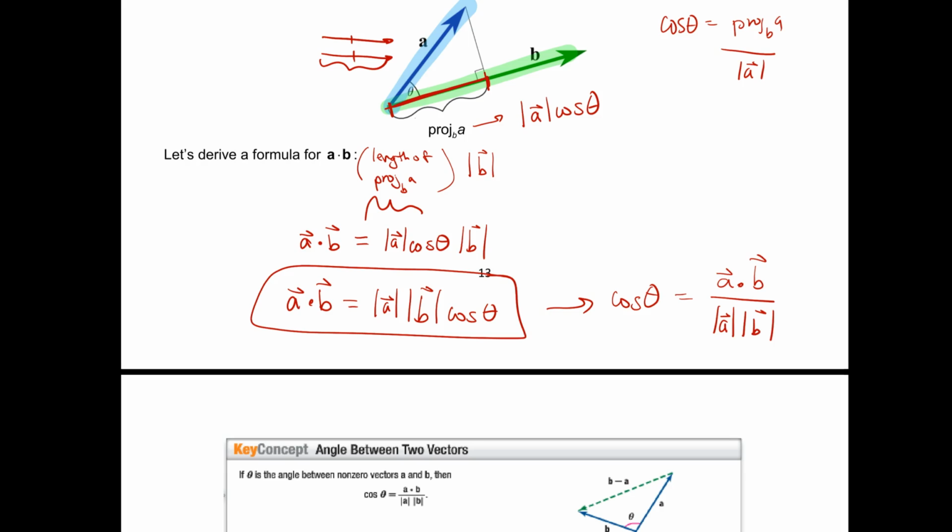But does B include just projection B of A? Or does... No, B is literally the magnitude of vector B. Okay. I don't get where you get the volume. What do the absolute value lines mean? The absolute value lines mean magnitude. So the top is the dot product of A and B.